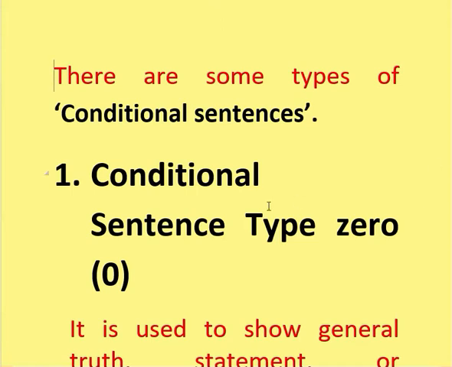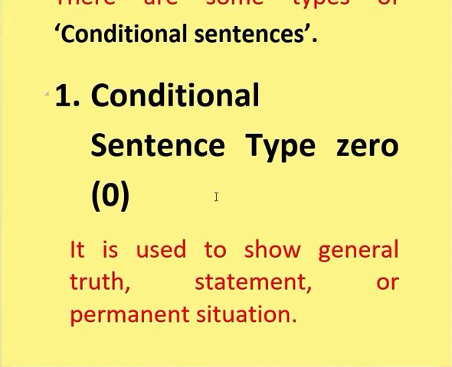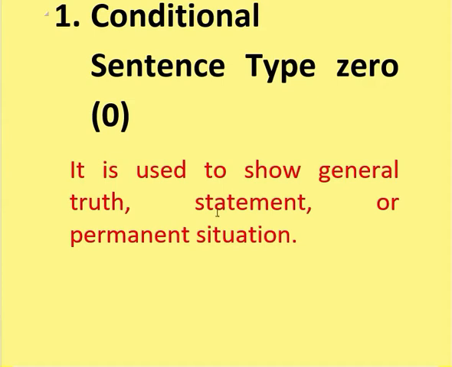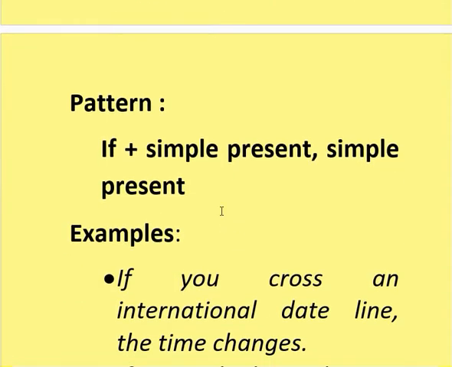Now we would like to talk about conditional sentences. There are some types of conditional sentences. The first one is conditional sentence type 0. It is used to show general truth, statement, or permanent situations. The pattern: if, simple present, simple present.